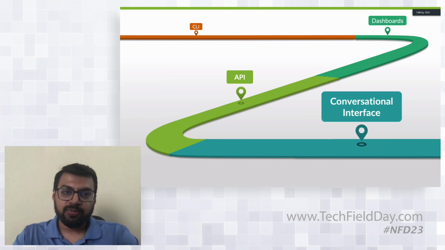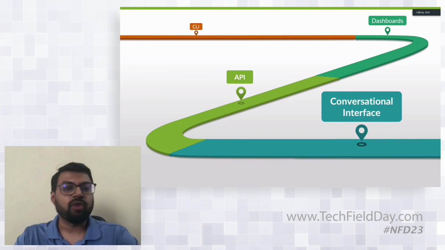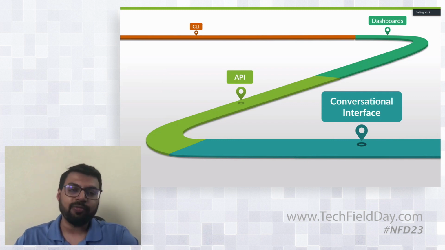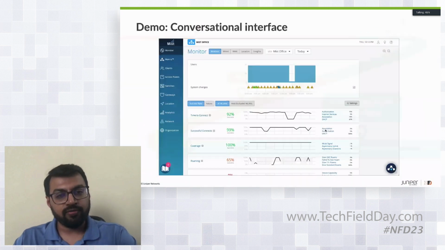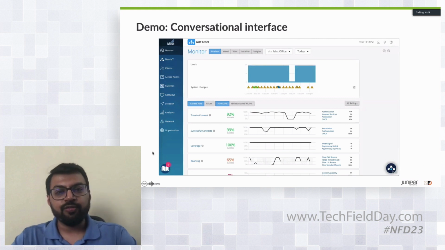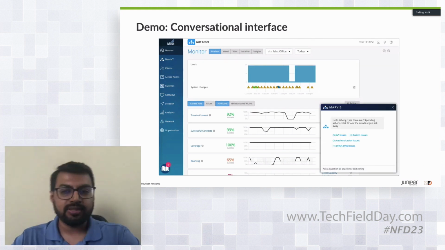Now, we spoke about dashboards, we spoke about CLI. We want to show you what's next, the conversational interface. That is where we want you to be able to interact with the dashboard and solve a lot of your current problems on the network. Let's look at a few things that are very important from a conversation perspective.